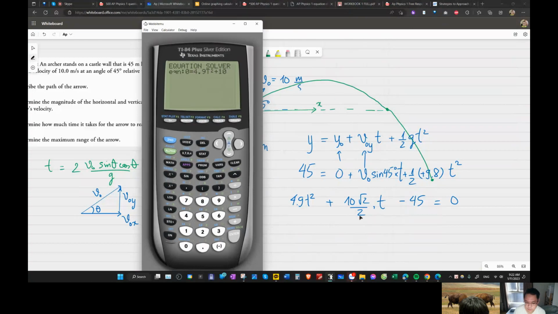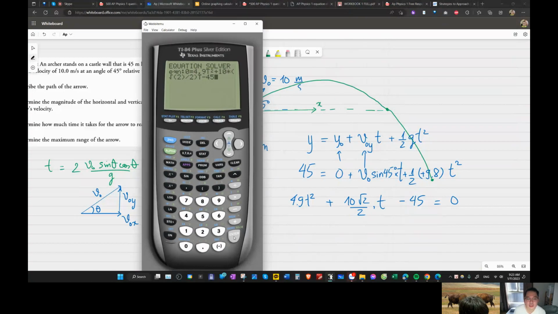divided, instead of writing square root 2 over 2, just write normally. Times square root, where is the square root? Here, square root of 2 over 2 and t, alpha t, the second term. And finally, minus 45. Okay, done typing the equation into it. In your calculator, probably you have two boxes for typing the two equations. One equation is like this, the second equation is simply zero.